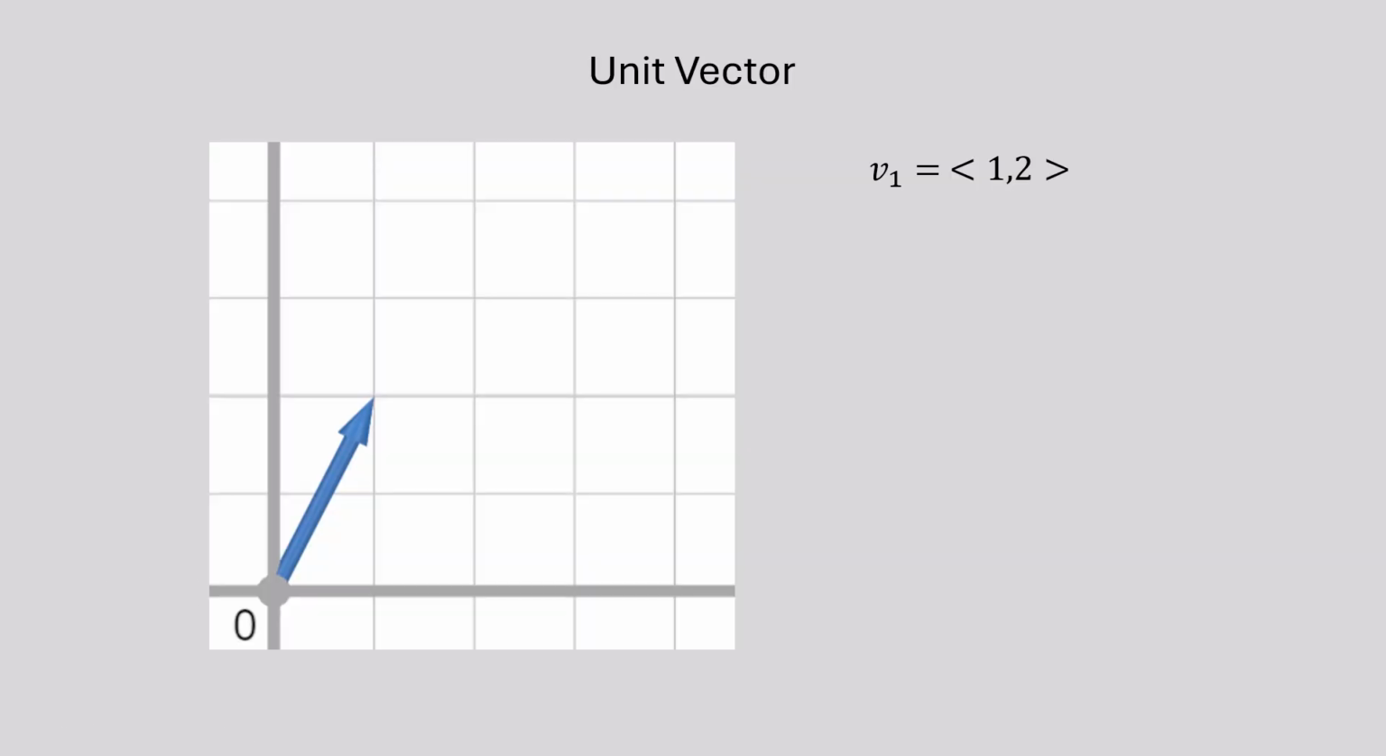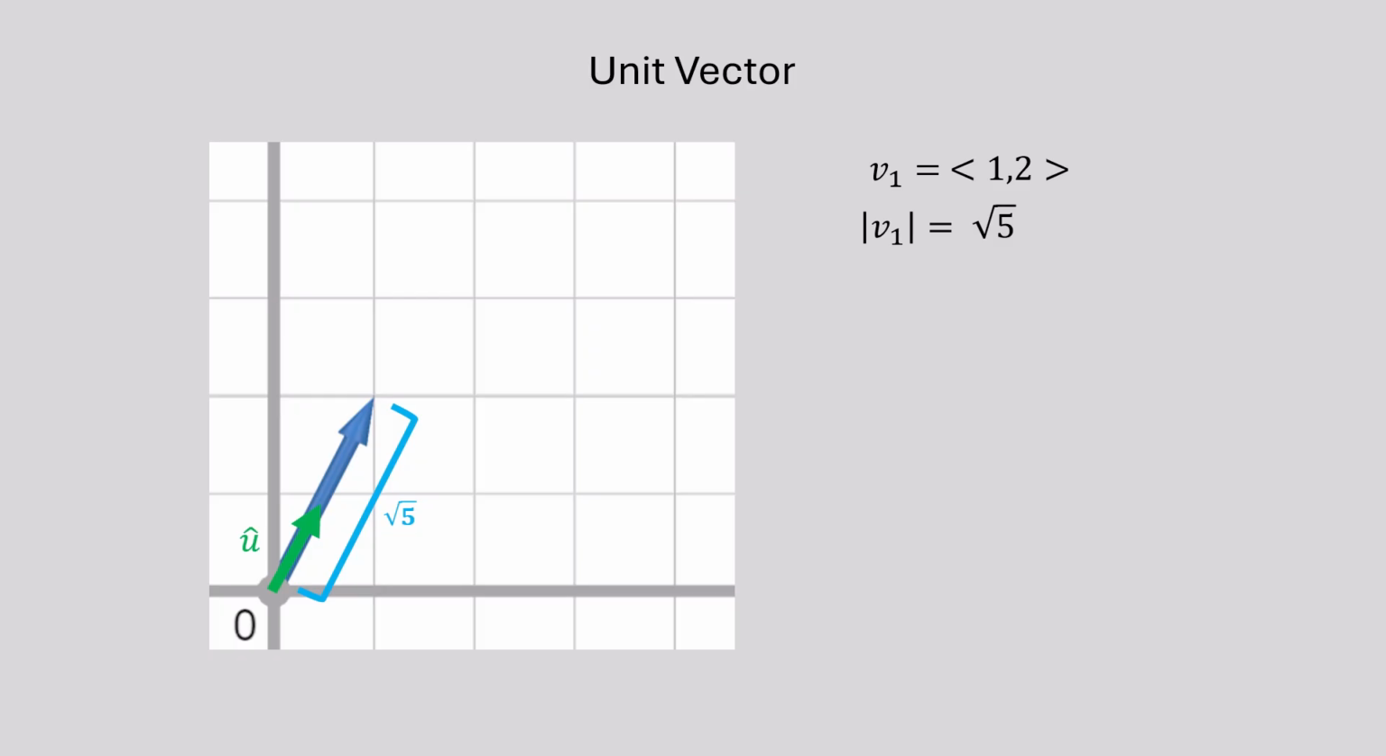Now, we're going to look at the unit vector. A unit vector is just a vector with a magnitude of 1. If we're trying to find the unit vector of this blue vector, then we're trying to find the vector with magnitude 1 that points in the same direction, as shown by this green vector. This vector is <1, 2>, so the magnitude will be the square root of 5.